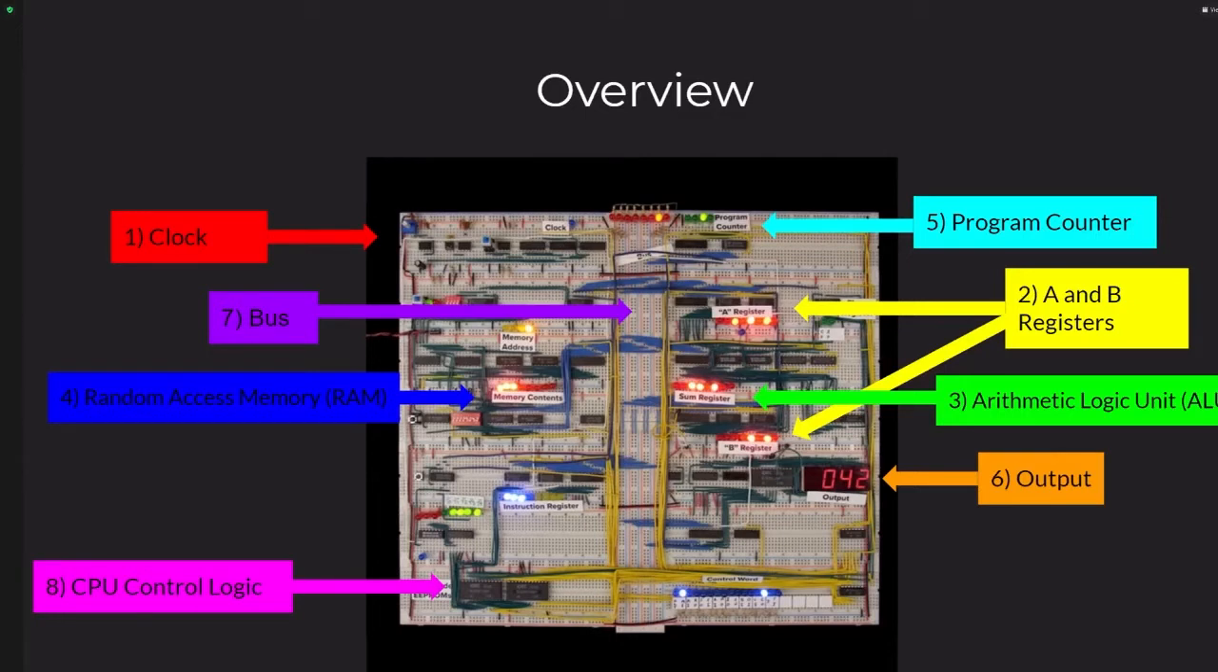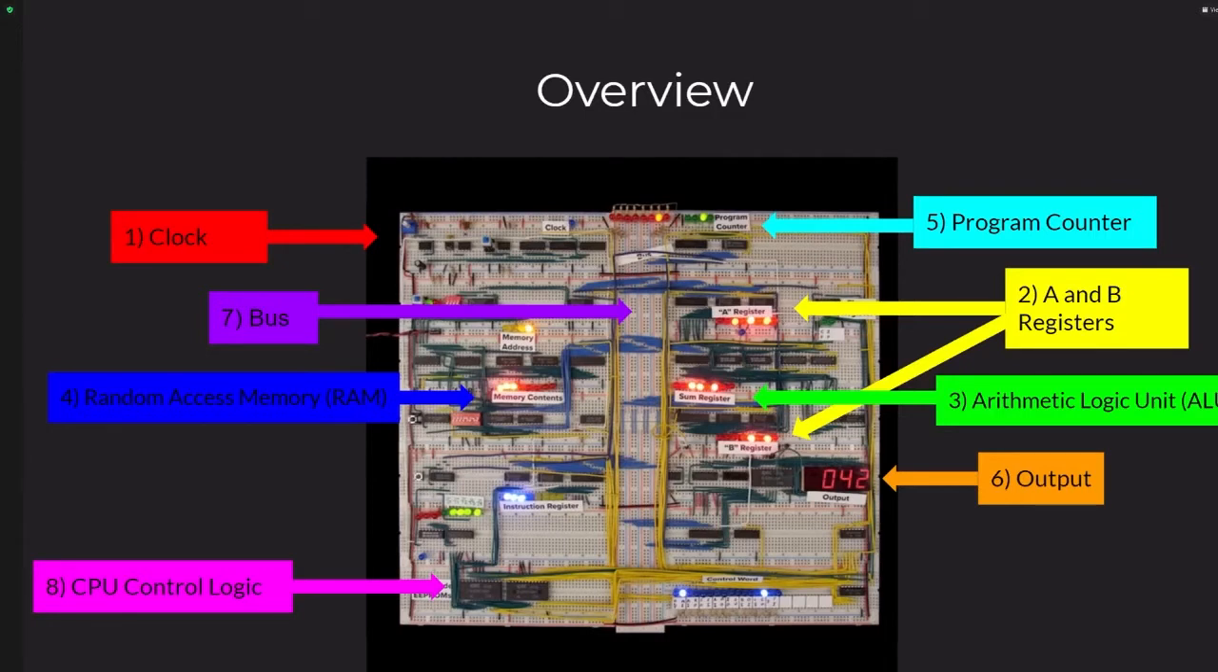Then there's the arithmetic logic unit, the ALU. The ALU is the calculator of the entire computer. If you want to add what's in both registers, it has to flow through the ALU. If you want to subtract, ALU. Any math has to go through the ALU.